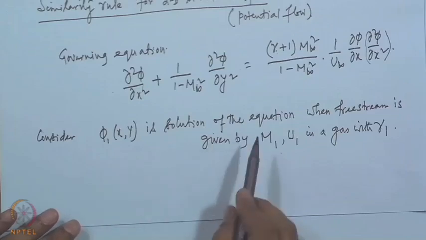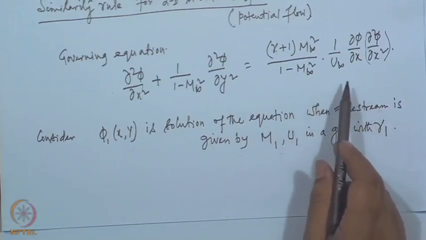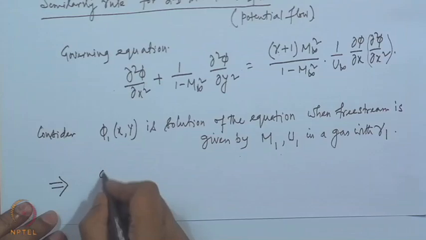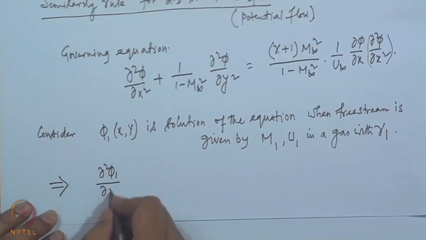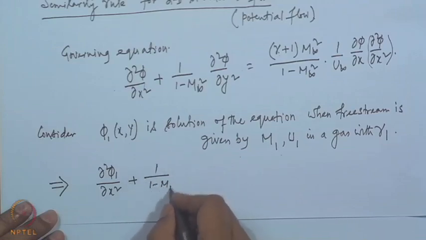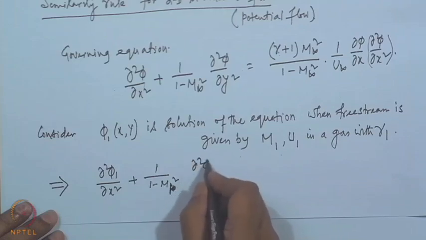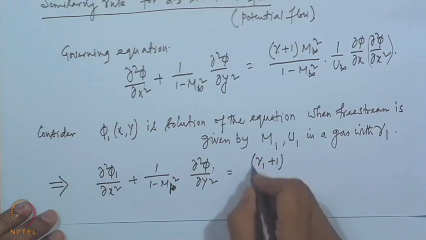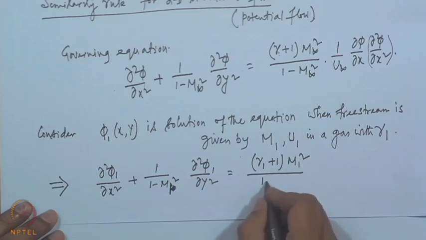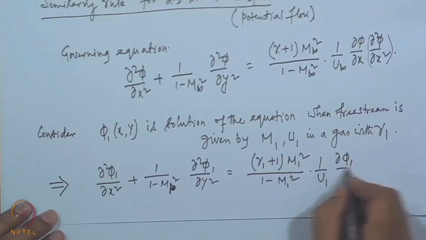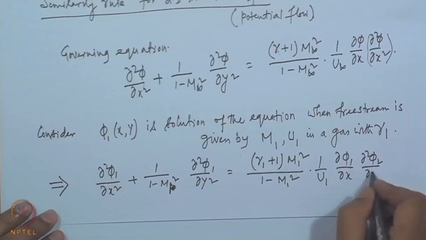Since phi 1 is a solution for this equation corresponding to m infinity equal to m 1, u infinity equal to u 1 and gamma equal to gamma 1, we will have that this phi 1 satisfies this equation, that d2 phi 1 dx square plus 1 by 1 minus m 1 square d2 phi 1 dy square equal to gamma 1 plus 1 into m 1 square by 1 minus m 1 square into 1 by u 1 d phi 1 dx d2 phi 1 dx square.